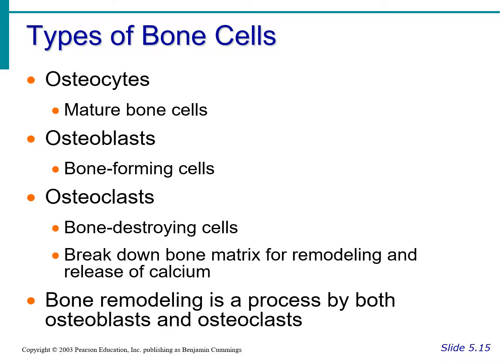There are different types of bone cells. We have osteocytes, which are mature bone cells, osteoblasts, which are bone-forming cells, osteoclasts, which are bone-destroying cells, which also break down bone matrix for remodeling and the release of calcium. Bone remodeling is a process by which osteoblasts and osteoclasts are being utilized.